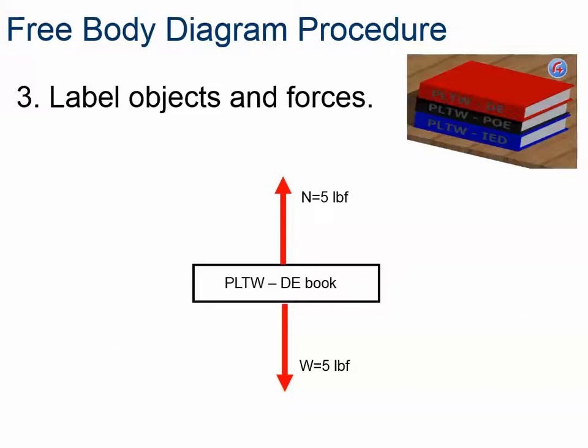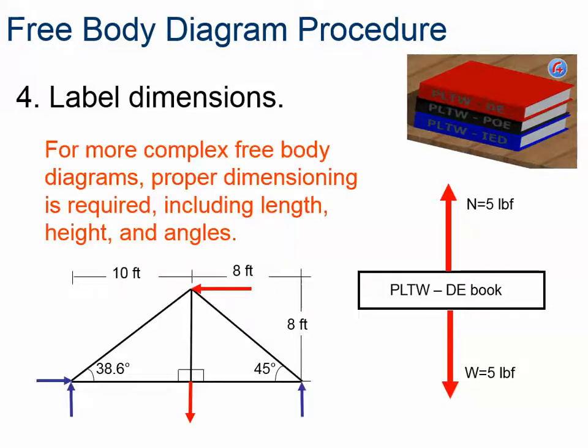More complex free body diagrams, like the ones you'll see, here's an example of one you'll see for trusses. Okay, more complex free body diagrams will have more forces, more dimensions, and also some angles that are thrown in as well. So as you can see, they can get very simple, like in this example with the book, but they also can get very complex. And in this case, they will get complex pretty quick.